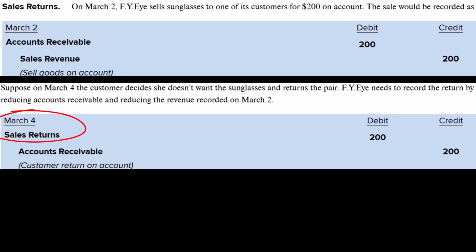Sales returns is a contra revenue account. Contra means opposite. It has a debit balance, which is opposite of the normal credit balance for a revenue account. We use a contra account to keep a separate record of the total returns, which is important information for managers, without altering the original gross sales figure.